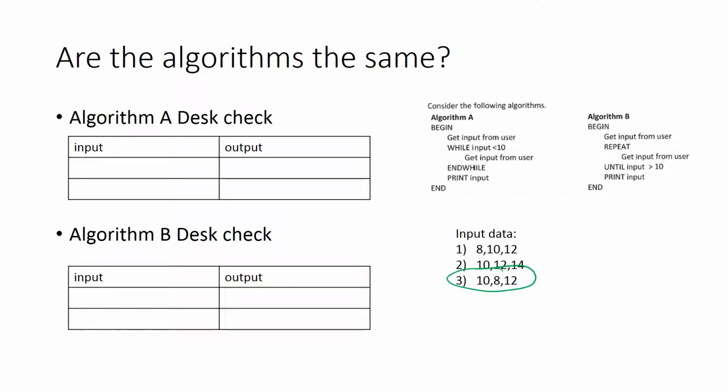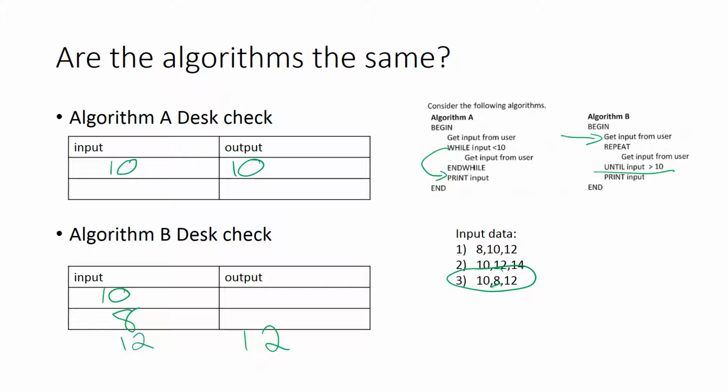Okay, so with algorithm A, it's pretty straightforward. Input is 10, it goes straight over the while, jumps down to print out input, which is 10. Done. Algorithm B is a little bit stranger. So get input from user, let's go 10. Then it would get input from user, which is 8. 8 is not greater than 10. So then we go back up and do it again, and then we get input from user, and it's 12, and then we'll output the 12.